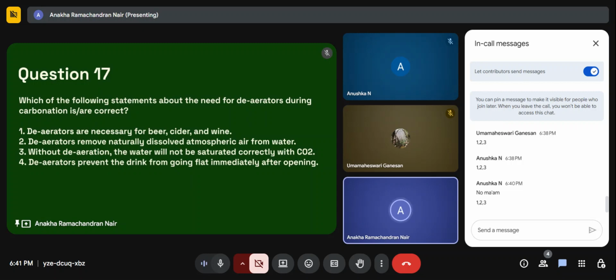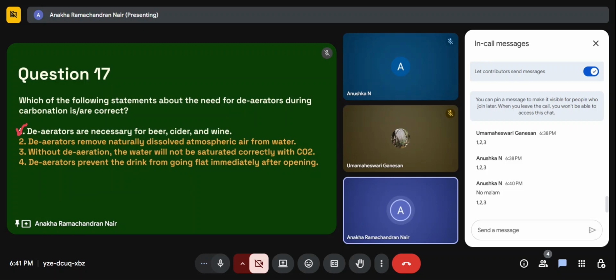All right, 1, 2, and 3. So let's see what the answer is. The correct answer is in fact 2, 3, and 4. De-aerators are necessary for beer, cider, and wine is not correct because beer, cider, and wine are formed during the fermentation process, right? So the CO2 is formed inside the wine or the beer or cider itself. So it doesn't need to be de-aerated.